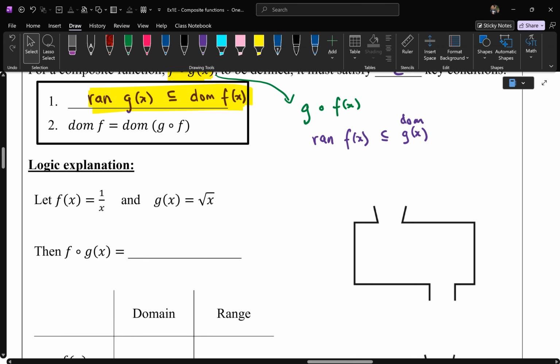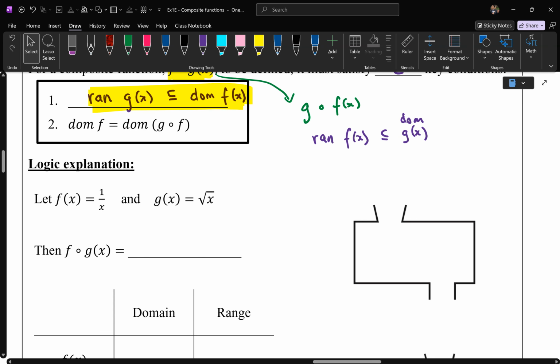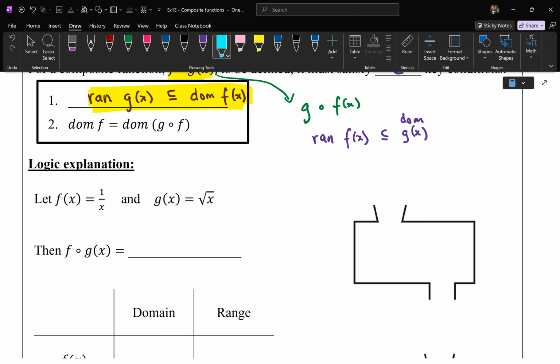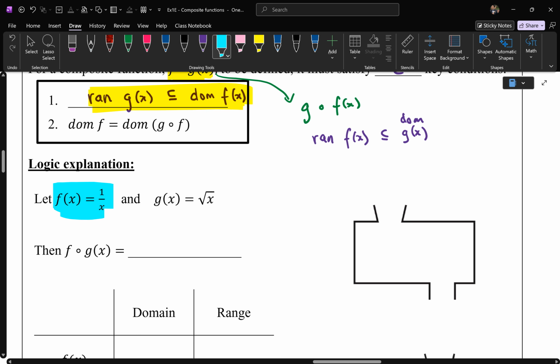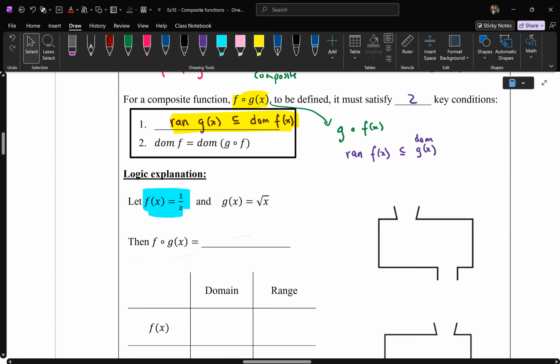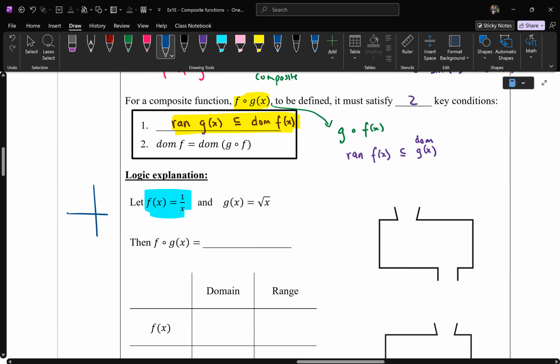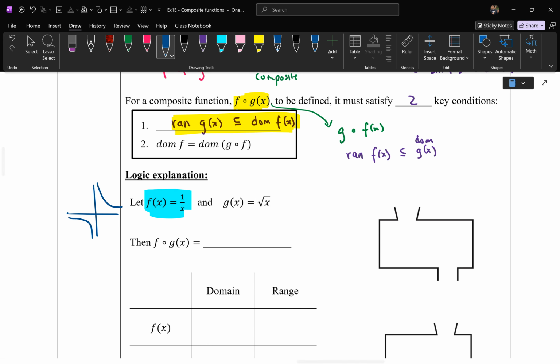And I like this machine picture, and why I'm following from 1C is to help you link the two. So here we go. First one, f of x is 1 on x. 1 on x is a rectangular hyperbola, so I'm just going to draw on the side so you can visualize it as well. This is what a rectangular hyperbola looks like. That's f of x. Then g of x is over here. We're going to do g of x in red. That's your square root function.